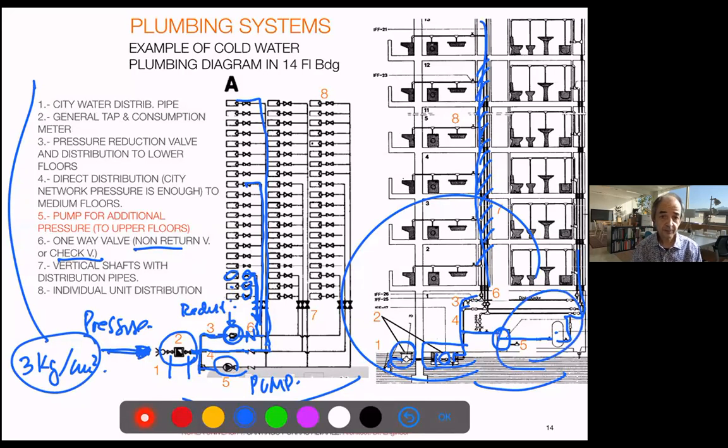In Madrid, for example, water supply is limited. It's a dry city. So by law, all houses need a pump system, right? Use it or not.